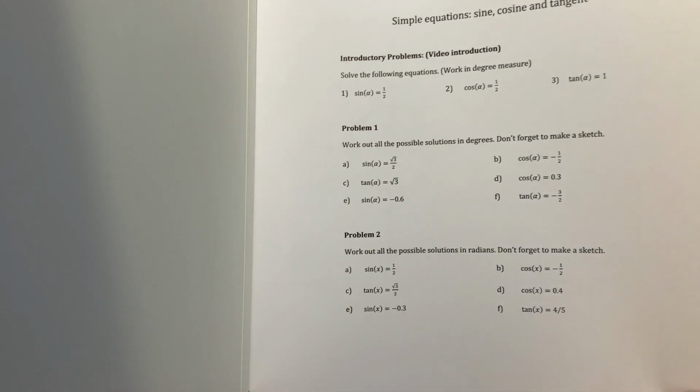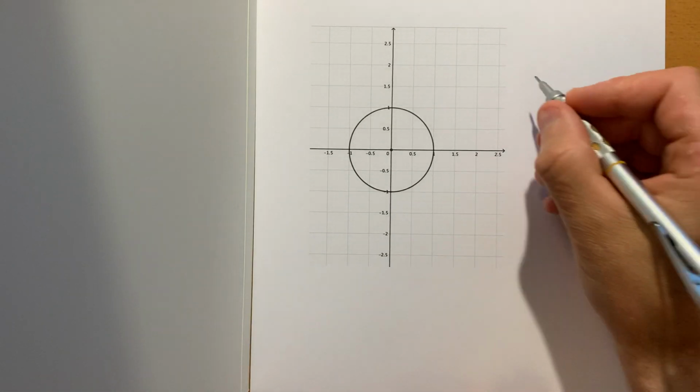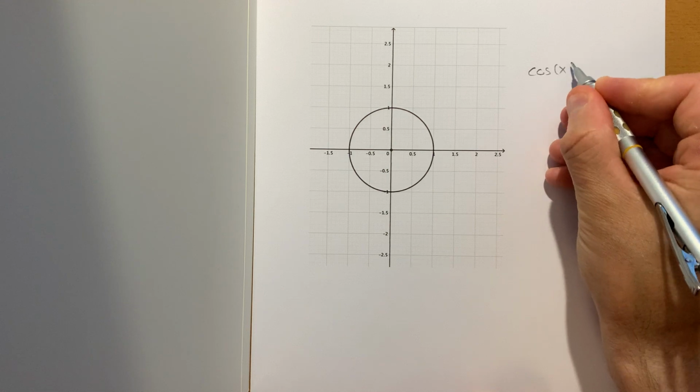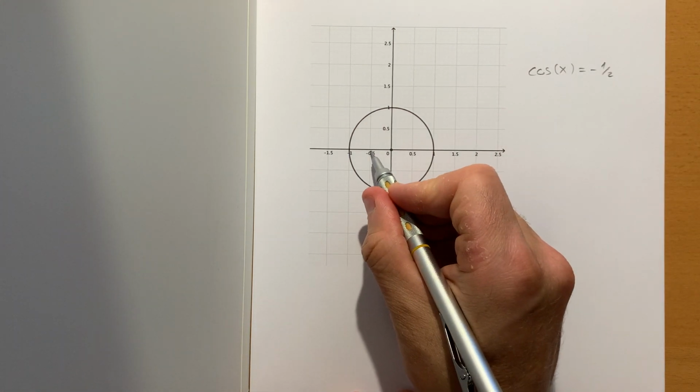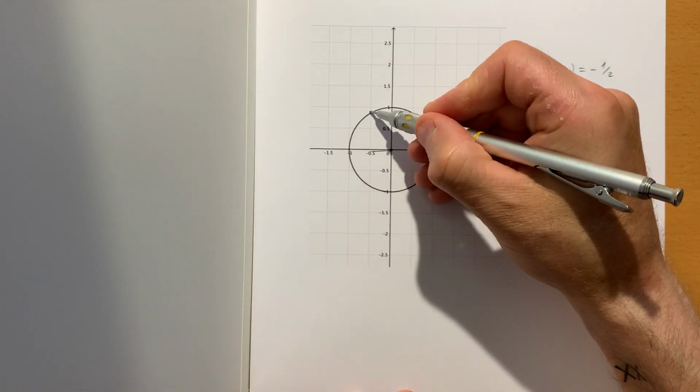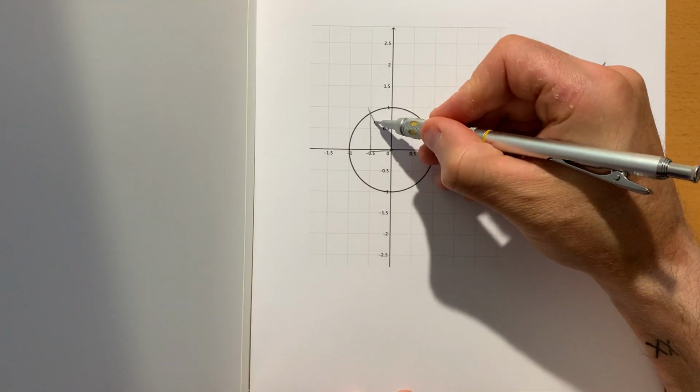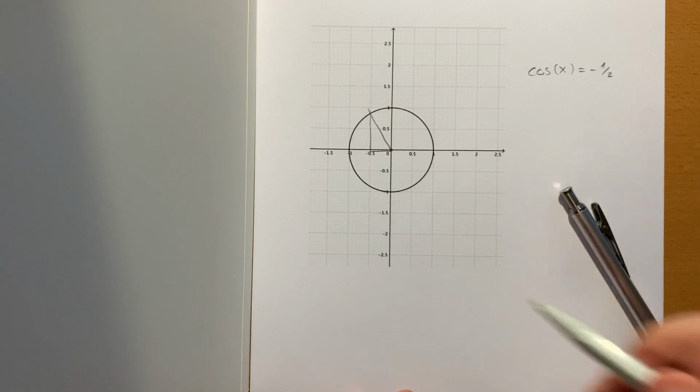Cosine of x is equal to minus 1/2. So minus 1/2, that will be here. So you go up. So we're looking at this arc length here.